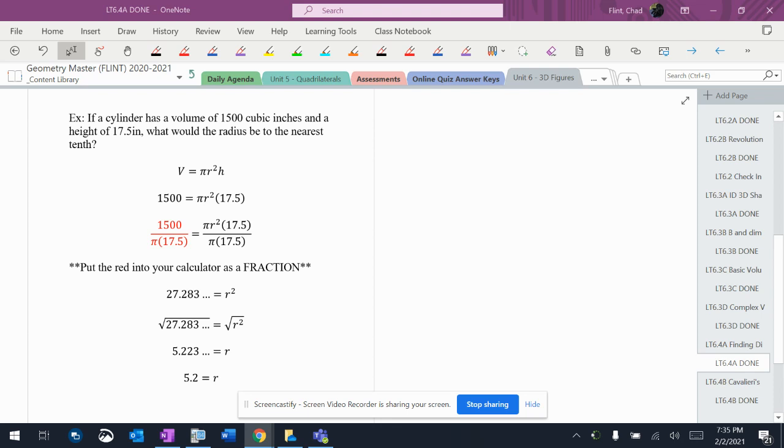It says, cylinder has a volume of 1,500 and a height of 17.5. What's the radius going to be? All right, so make sure you get the formula written down, and that you plug in the appropriate dimensions and volume and stuff into the right spot.